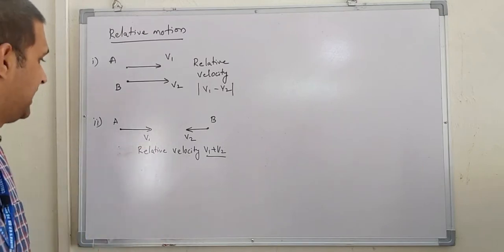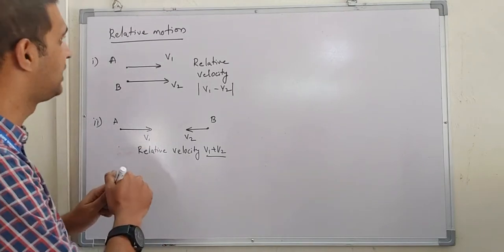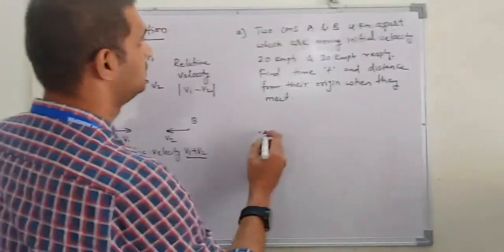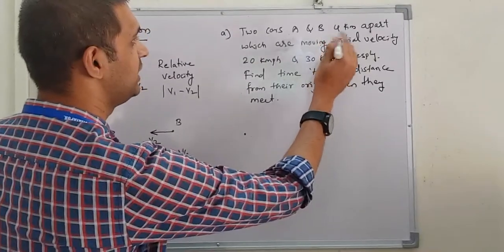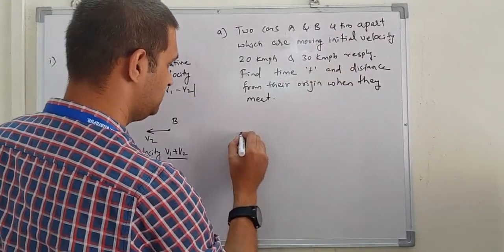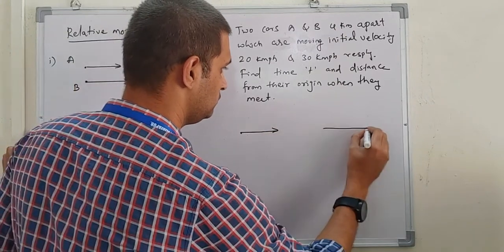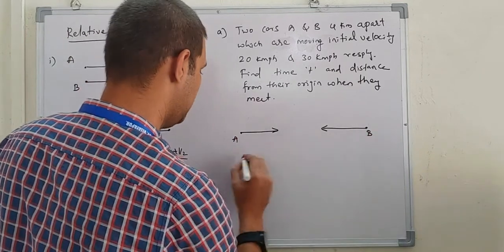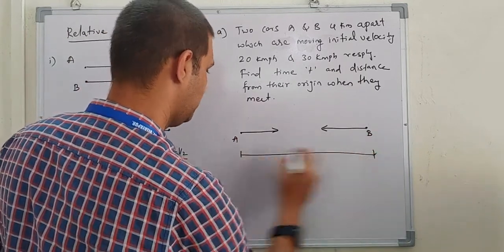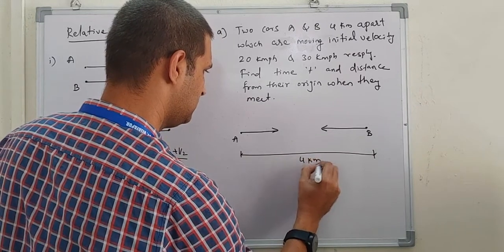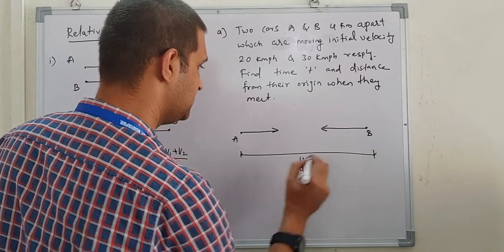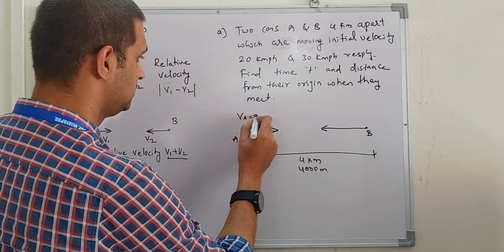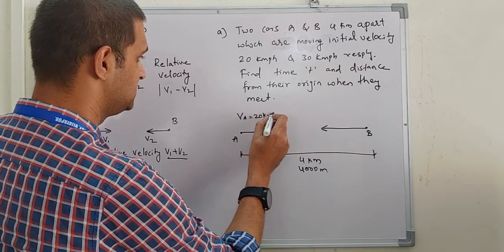Now what I'll do, I'll take a simple example on relative motion. It says there are two cars moving towards each other. I should have told moving towards each other. I'll explain in that figure. There are two cars, A and the other one is B, which are how much distance apart? 4 kilometers, or you can write 4,000 meters, and the velocity of A, they are already under motion, is 20 km per hour.